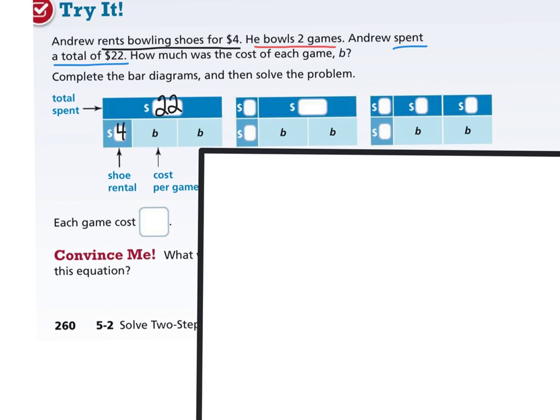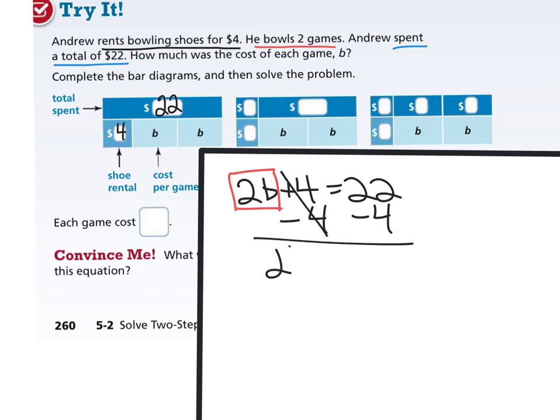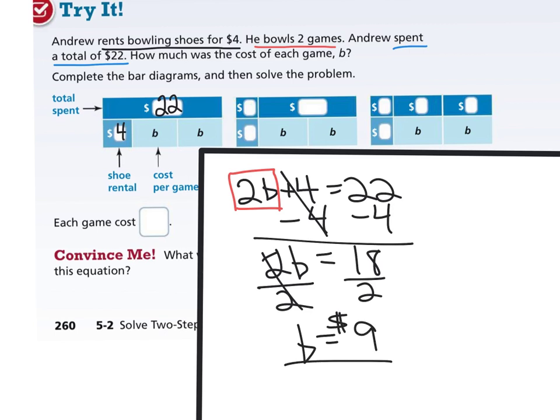So a couple ways you could write your equations. You could have something like 2b plus 4 equals 22. If you did this equation like we did earlier, our first thing is trying to get that variable term by itself. The adding 4 means we would need to subtract 4. And then the multiplying means we need to divide. And then you can see each game would cost $9.